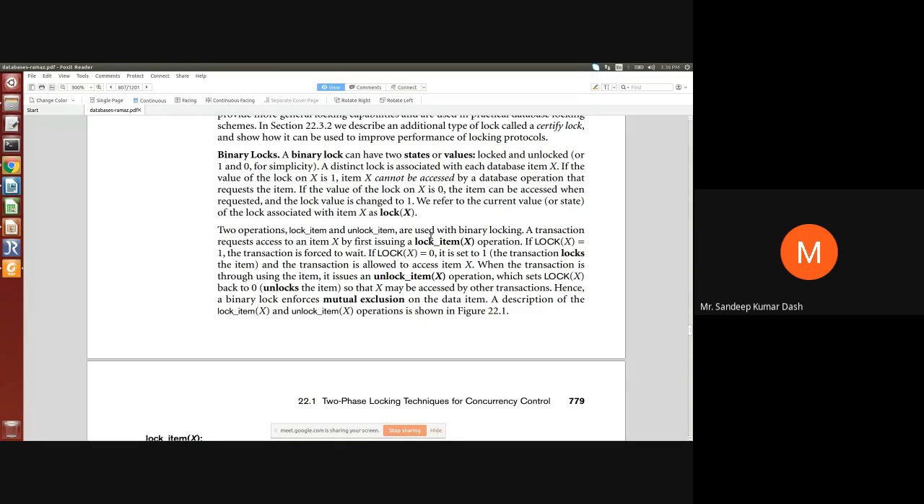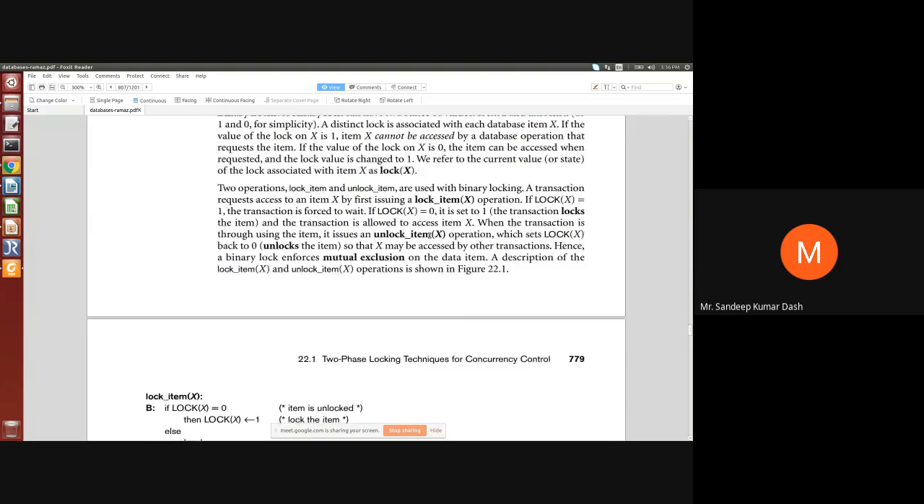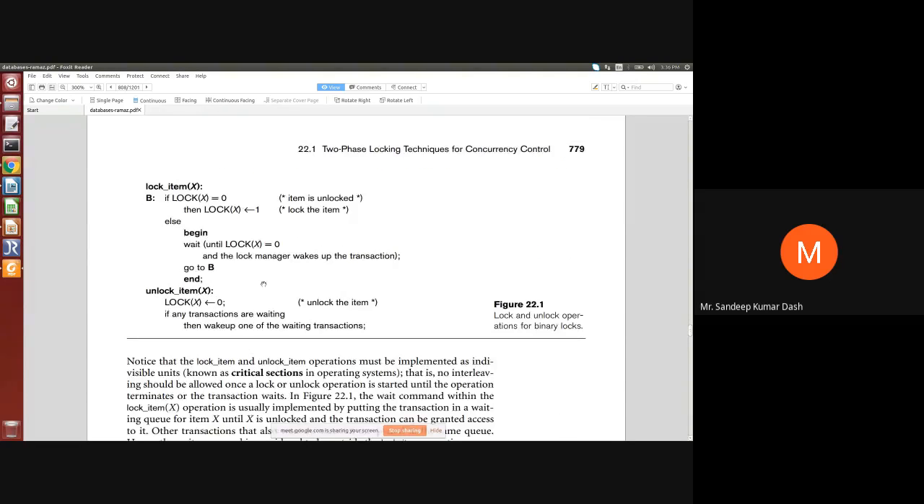Either it is off or on. If it is on, that means the data item is locked by some transaction which is modifying it. After it releases the lock or unlocks it, any other transaction can access. These algorithms are not required generally if you know the concept verbally or as an overview, so no need to remember these algorithms.